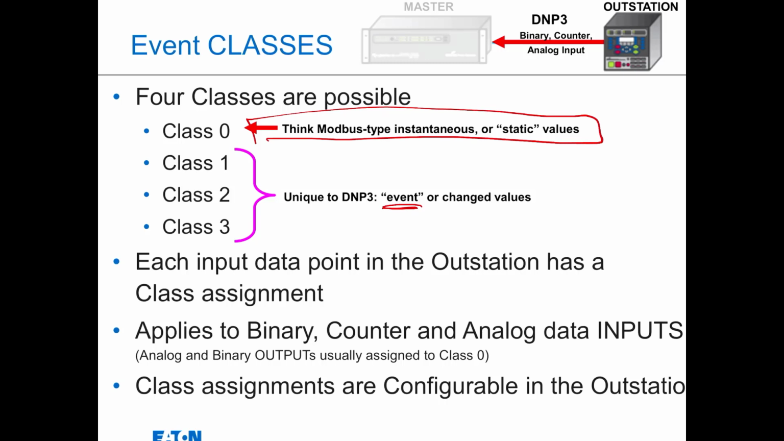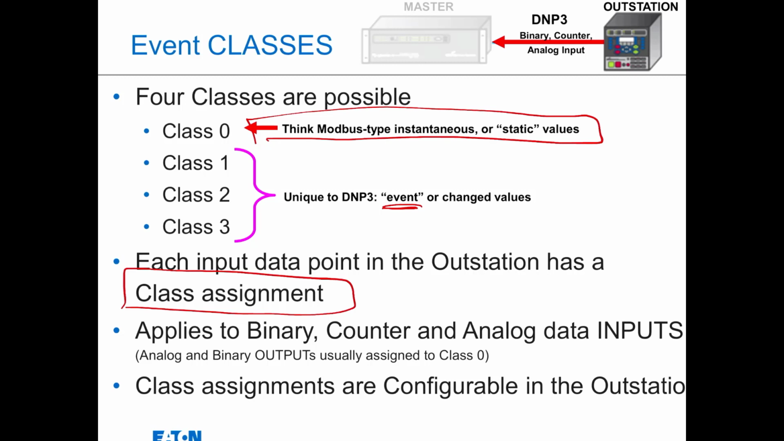So what it means is that at the outstation, we have an assignment for data in a class. So some binary inputs are going to be in class 1, things like breaker trips and things like that. Other binary inputs, which would be less important, you could find in class 2 or 3.